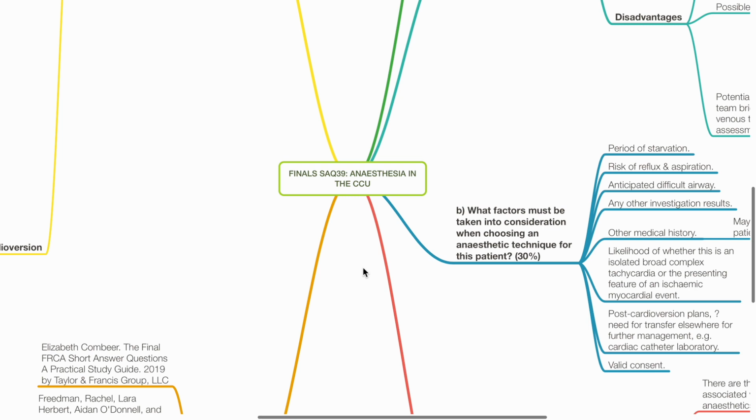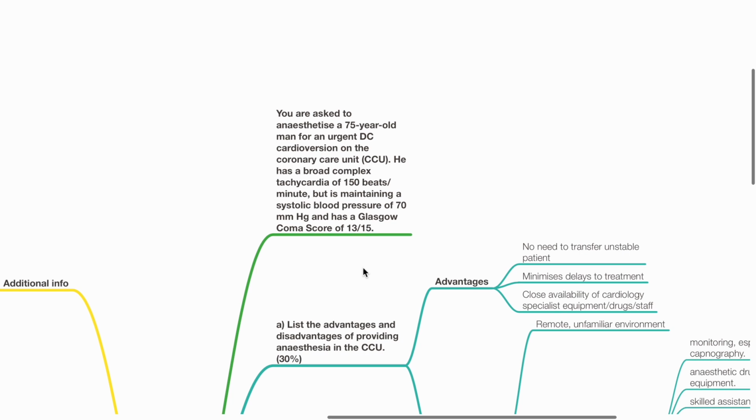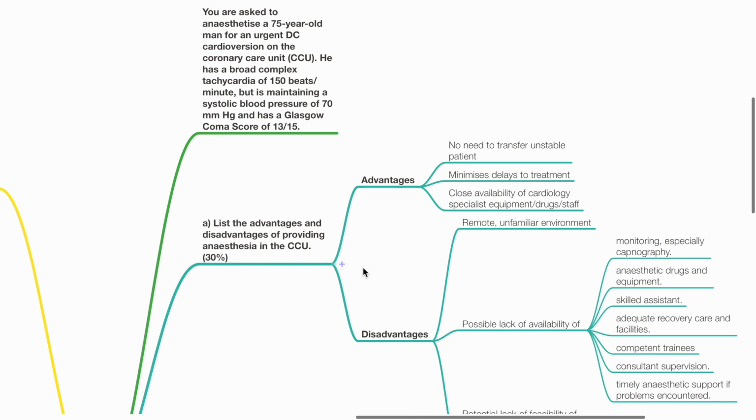Finals SAQ39 Anesthesia in the CCU. You are asked to anesthetize a 75-year-old man for an urgent DC cardioversion on the coronary care unit. He has a broad complex tachycardia of 150 beats per minute, but is maintaining a systolic blood pressure of 70 mmHg and has a GCS of 13/15.